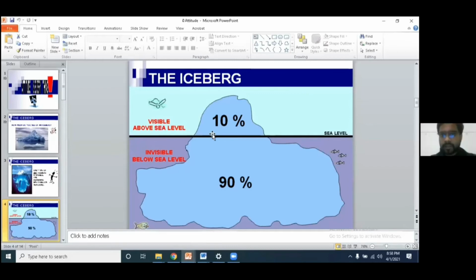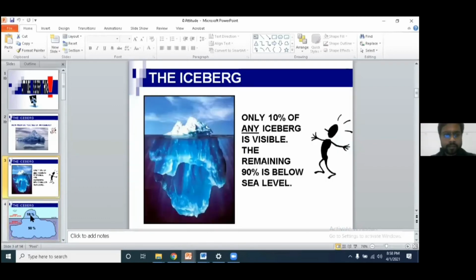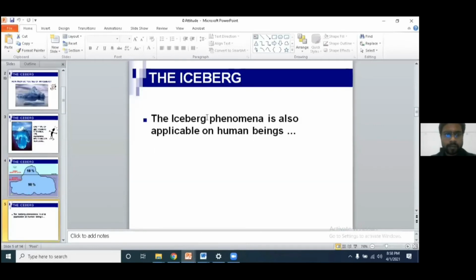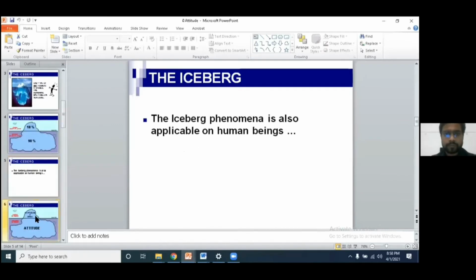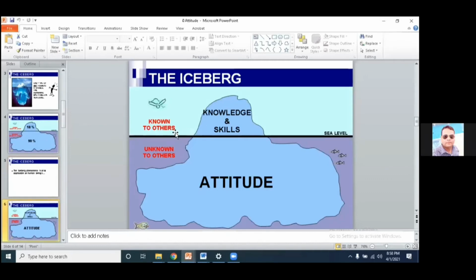Visible above sea level: 10%. Invisible below sea level: 90%. You see already here. So the learning is that the iceberg phenomenon also applies to human beings. Now I discuss how. What is known to others, knowledge and skill, is only the 10%. I am Jalal and he is Mr. Hassan. We know only the 10% of him, and Mr. Hassan knows only the 10% of me.